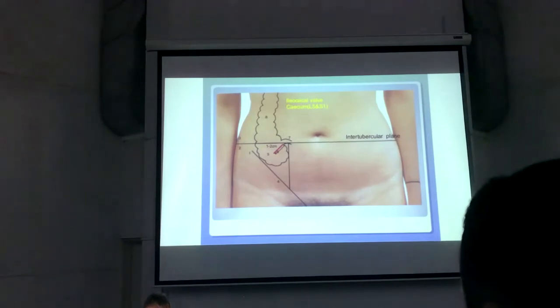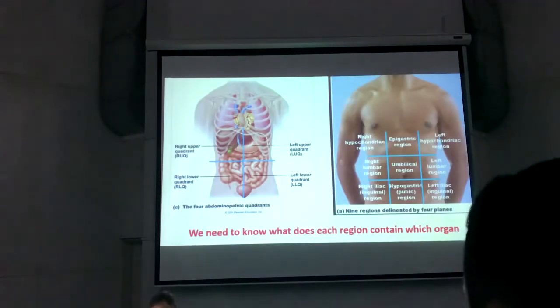We are going to see cases of acute appendicitis. We know already that appendix comes out as a blind little pouch from the cecum. So where is the cecum? This is intertubercular plane. This is the inguinal ligament. And the middle point of the inguinal ligament goes up. We get a triangle. Here's the cecum. This is also old knowledge.